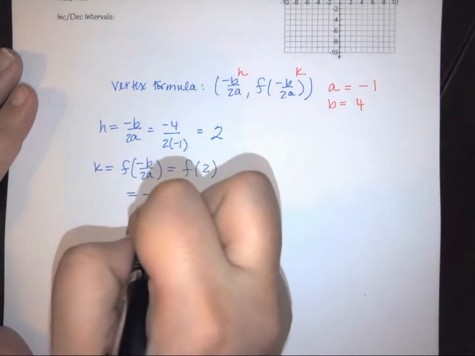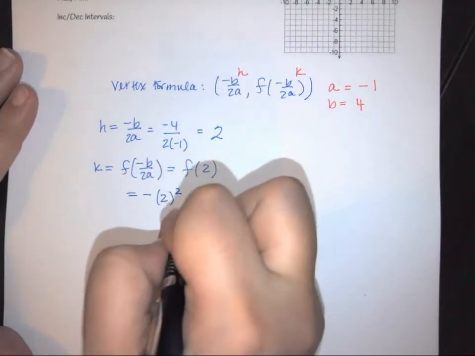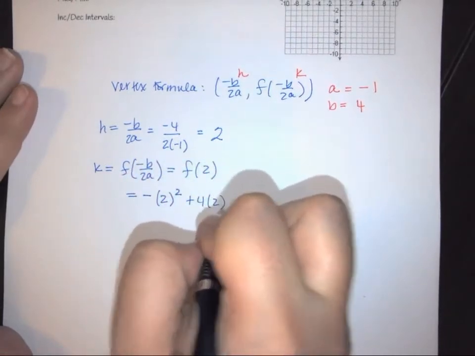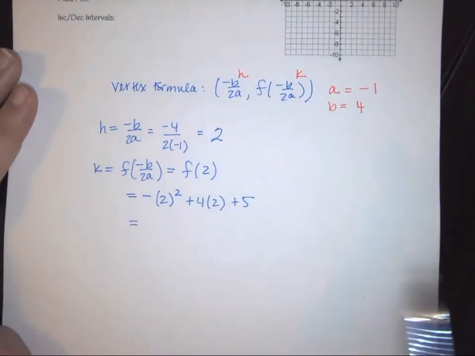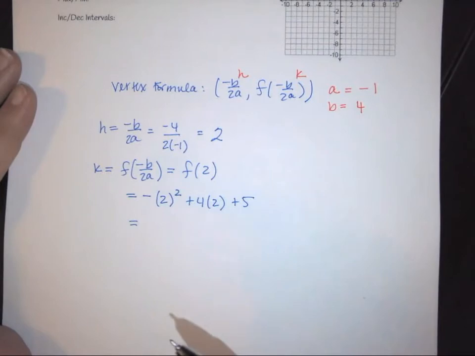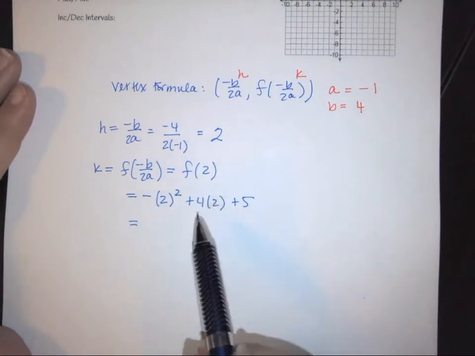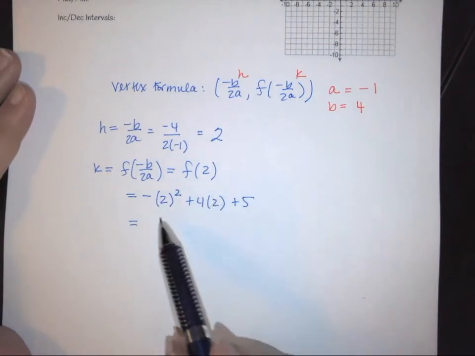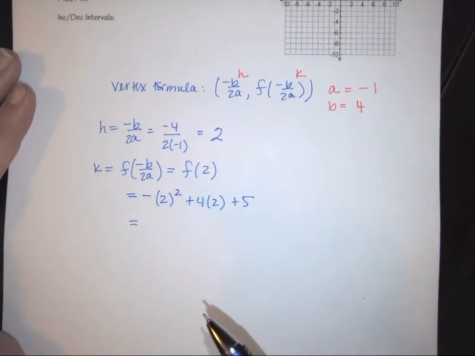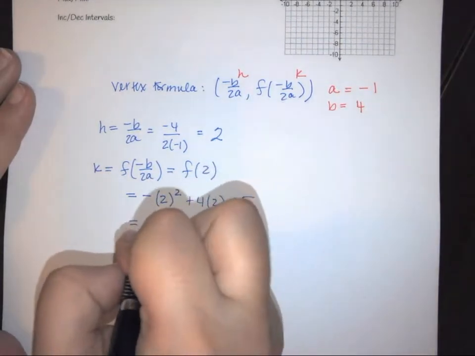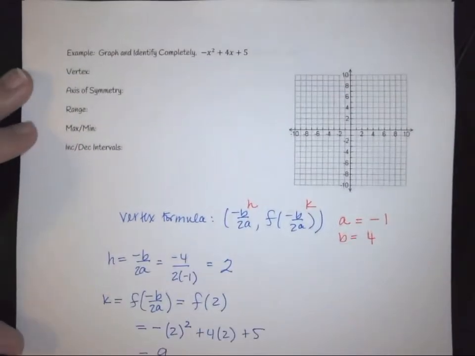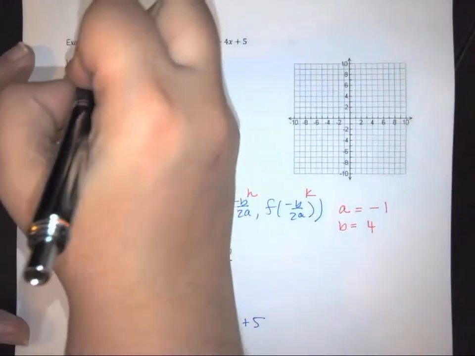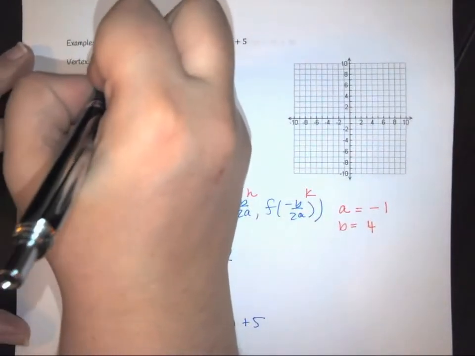So this becomes negative 2 squared plus 4 times 2 plus 5. So when we reduce that, 2 squared is 4, apply the negative is negative 4. 4 times 2 is 8, so negative 4 plus 8 is 4, plus 5 gives you 9 as a result. So this means we found our vertex. So your vertex here is going to be the point 2, 9.